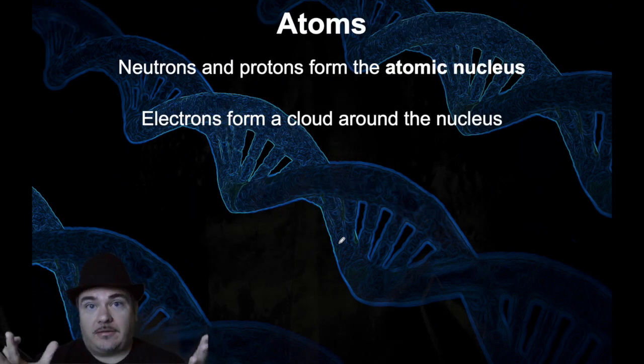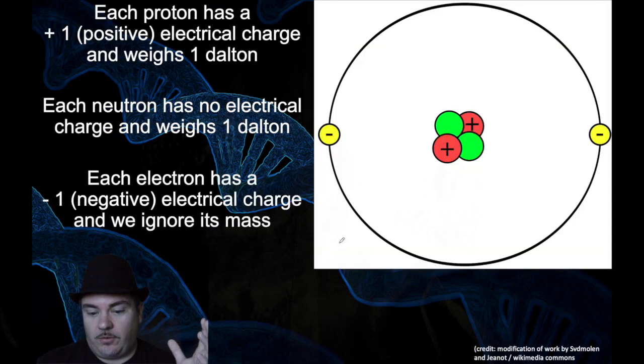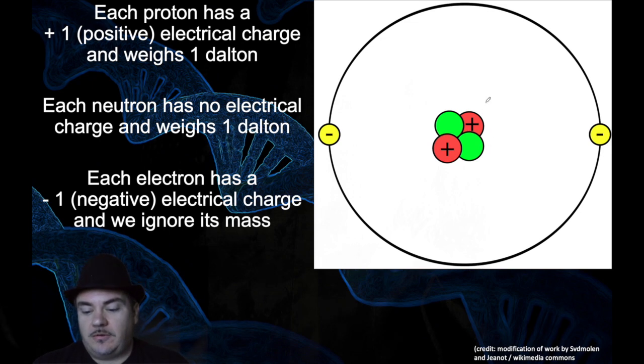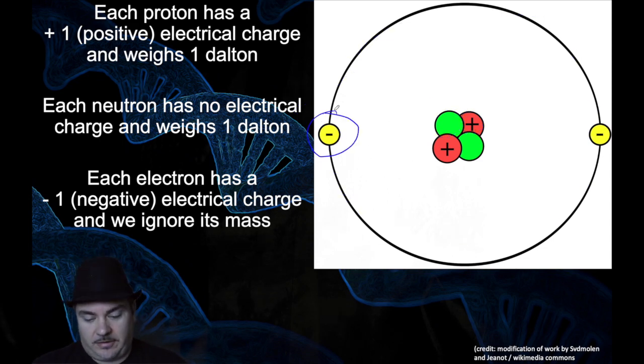So, in atoms, the neutrons and the protons are at the very center of the atom, which is called the atomic nucleus. That's where you find all the protons and all of the neutrons. That's not where you find the electrons. The electrons are outside of the nucleus in an area called the electron cloud. This is a model of an atom. In the center of the atom, you have the nucleus. That's where you find all of the protons and all of the neutrons. Outside of this nucleus, this area out here, that's called the electron cloud, and that's where you find all of the electrons.